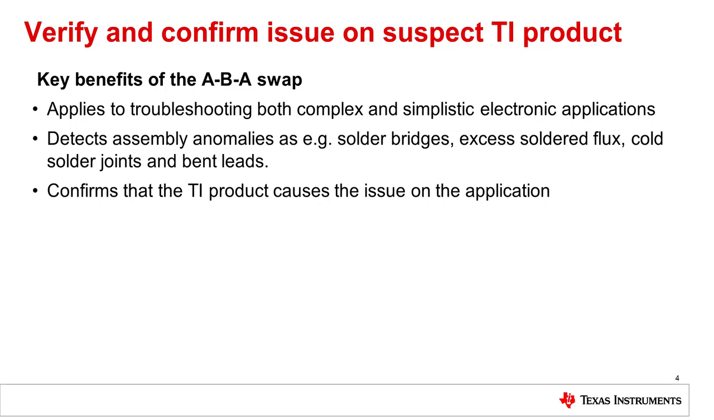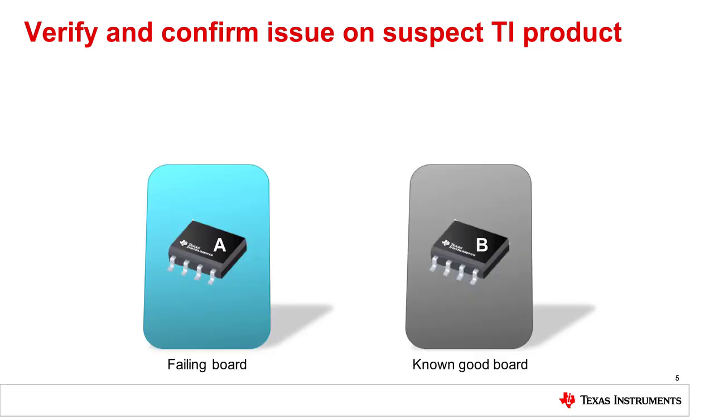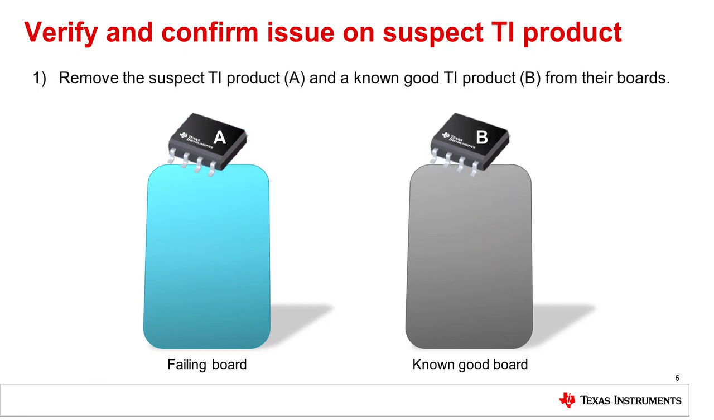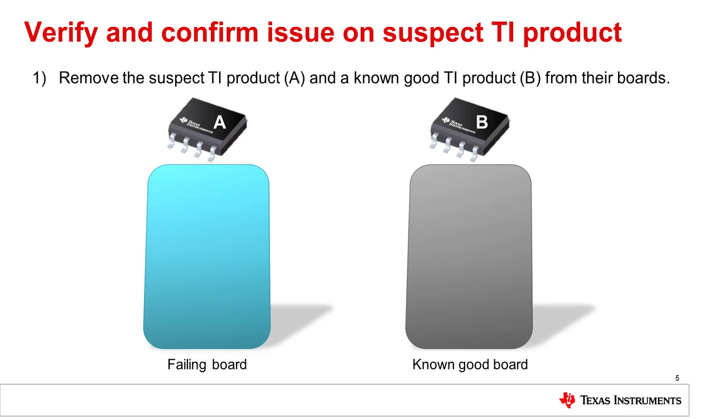So how does the ABA swap method look like? The ABA swap methodology starts with 2 printed circuit boards and 2 components of the same model. More specifically, the suspect TI product A and the known good TI product B. The first step is to remove the suspect TI product A from the original failing board and the TI product B from a known good board.